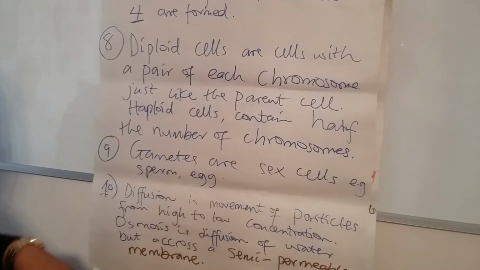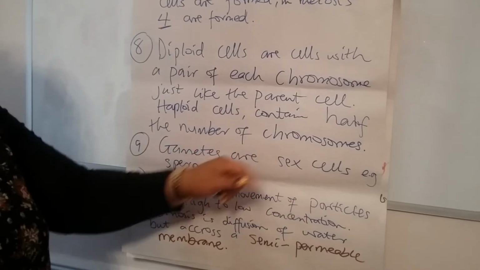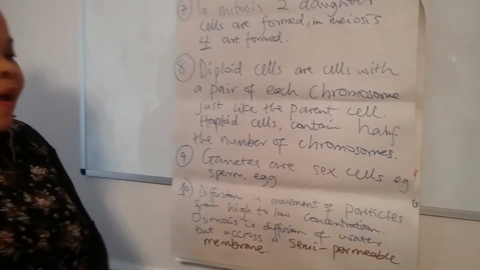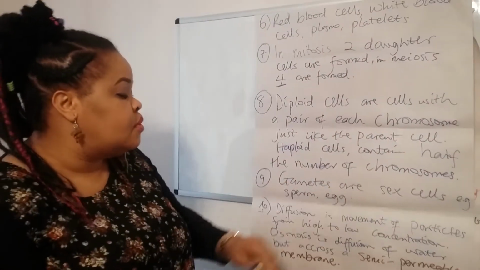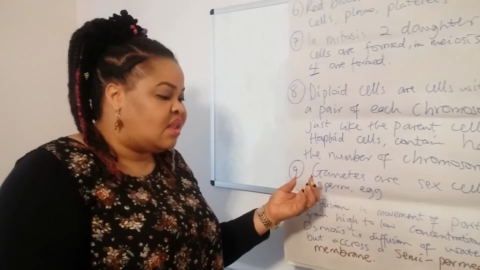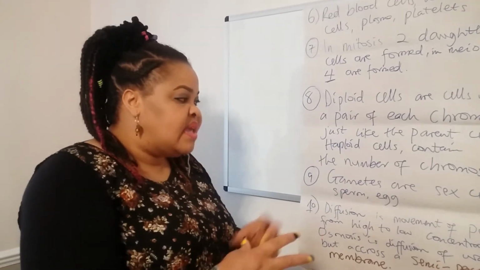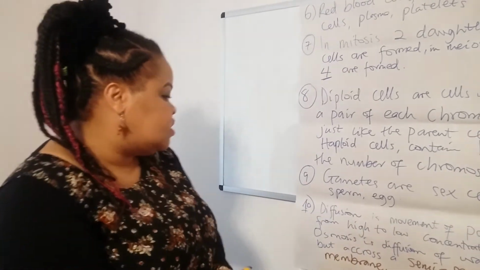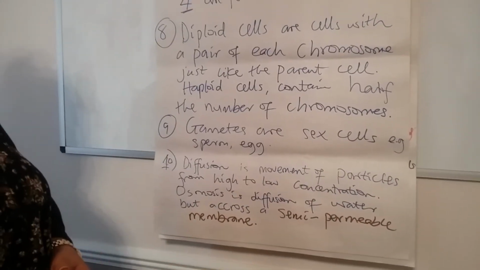These are like gametes, which leads to the next question: what are gametes? Gametes are sex cells, just like the sperm cell and the egg cell, and therefore they contain half the number of chromosomes as the parent cell. It makes sense because when the gametes come together during fertilization and fuse together, they form a zygote, which is a complete cell. The last question is what is diffusion and osmosis?